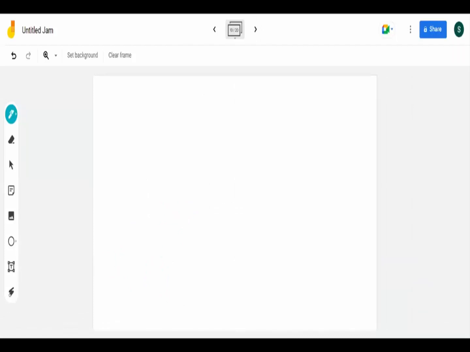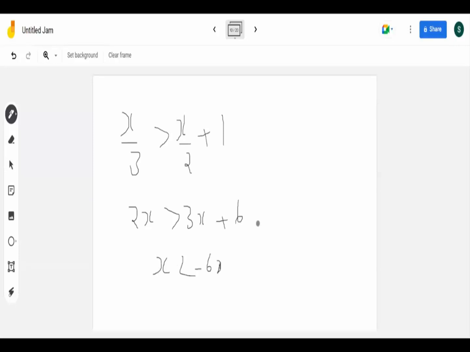Again, we got a fraction: x by 3 is greater than or equal to x by 2 plus 1. Either you can take LCM on both sides and multiply, or directly multiply 6 on both sides to get 2x is greater than or equal to 3x plus 6, or x is less than or equal to minus 6. If x is less than or equal to minus 6, again our answer becomes minus infinity to minus 6, including minus 6. Fill the dot here, again this is less than.